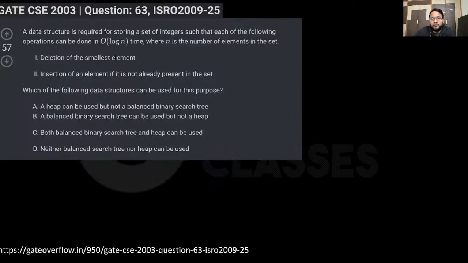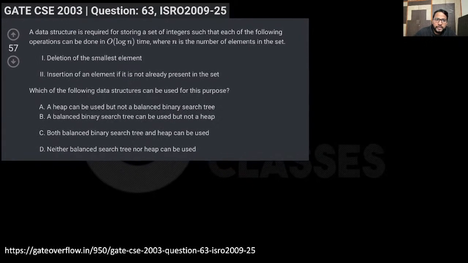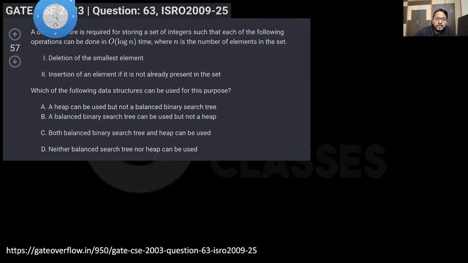Cool. Let's move further. Now, let's solve this question. What they have asked is that a data structure is required for storing a set of integers such that each of the following operations can be done in order of log n time. So they are looking for the data structure such that each of the following operations that they are talking about can be done in order of log n time. So now let's see which data structure can do the task for them. The deletion of the smallest element should be done in log n time, and insertion of an element if it is not already present in the set should also be done in log n time, right?